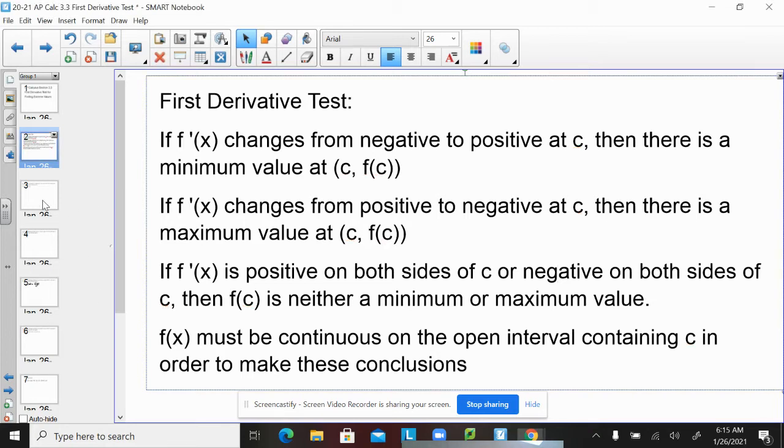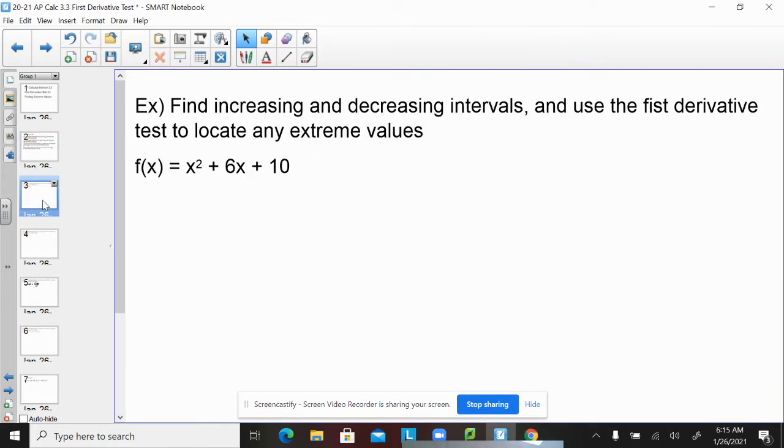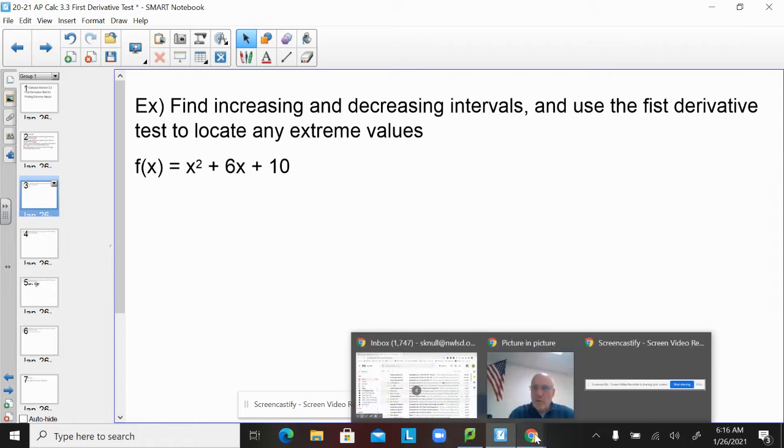So having said all of that, what I want to do here is just four examples of kind of the same thing. So it's going to be a lot of the same processes as yesterday, which is taking the derivative, setting it equal to 0, solving for x, creating that table, and finding increasing and decreasing intervals, and then from there, determining where there might be a max or a min. Okay.